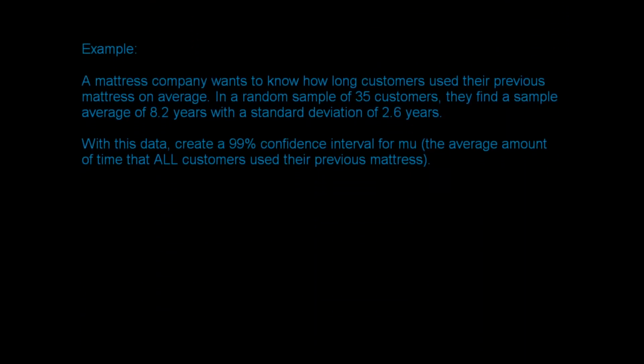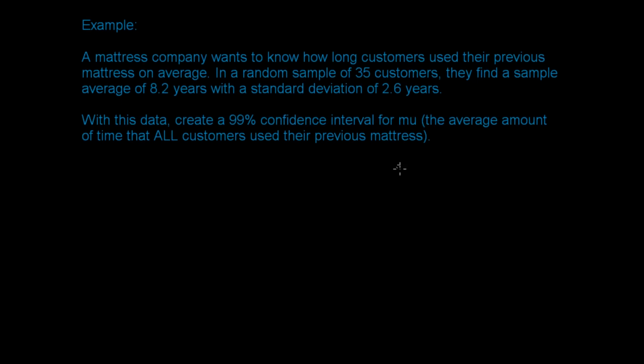An example problem. A mattress company wants to know how long customers use their previous mattress on average. In a random sample of 35 customers, they find a sample average of 8.2 years with a standard deviation of 2.6 years. So again here, just pay attention to what you're given. This could be the standard error instead of standard deviation. With this data, create a 99% confidence interval for mu, which is the average amount of time that all customers used their previous mattress, not just 35 in this sample.